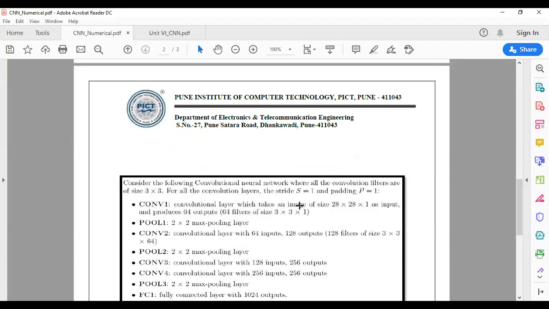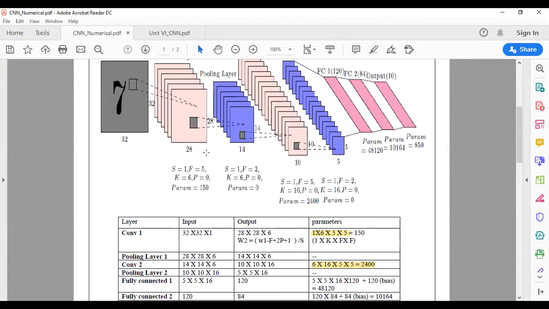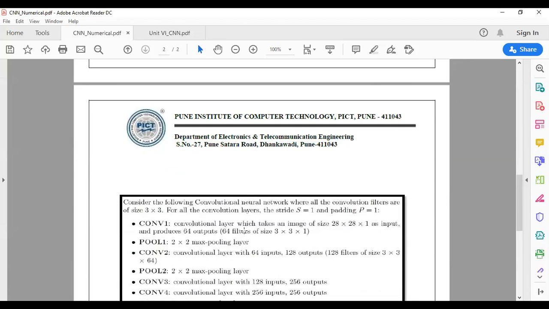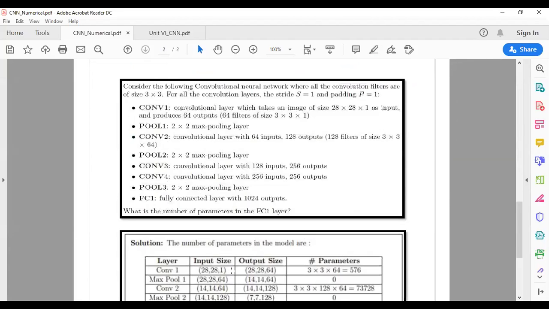Same thing, in the first layer they have given an input image of 28 by 28 by 1, and it produces 64 outputs. If outputs are 64, how many filters will I have? 64. Earlier the outputs were 6, so how many filters did I have? 6. Here the outputs are 64 and the size is 3 into 3 into 1. So what is the input? 28 into 28 into 1. What is the output? It is 28 into 28 into 64. How did I get this 28 into 28?